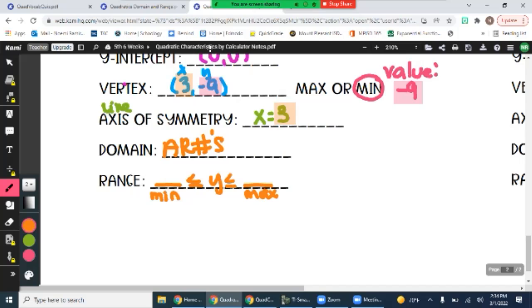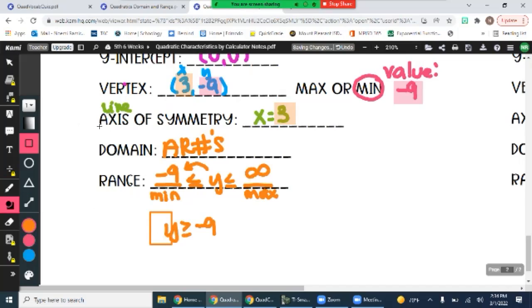Now that -9 is a minimum value. So where would I place the -9? On the left, making the right side what? Infinity. Can I leave my answer this way? No, we have to flip it because on the STAR test, all of our answer choices are going to have the variable in the front. So if I flip it, I also have to flip the sign, changing it from less to what?